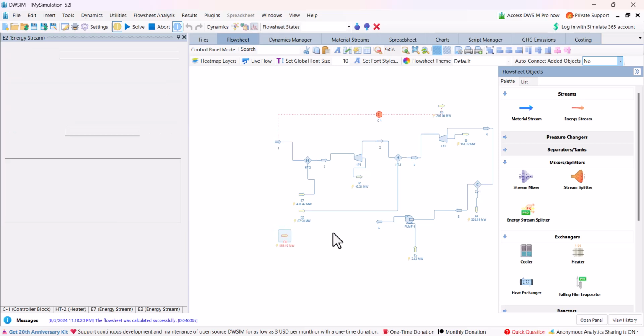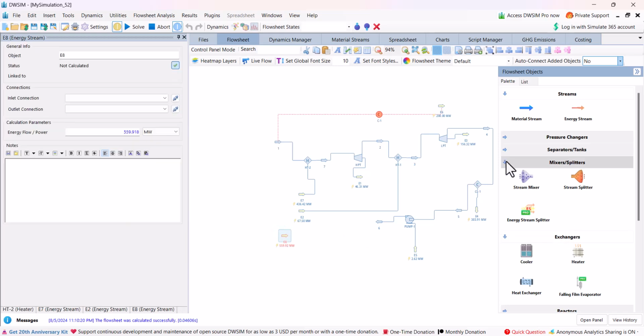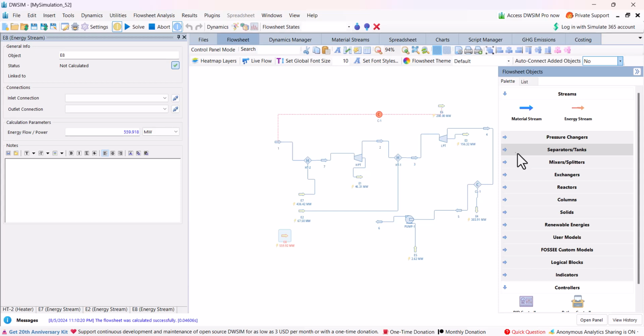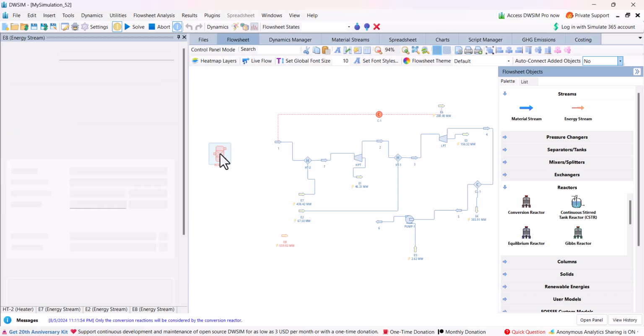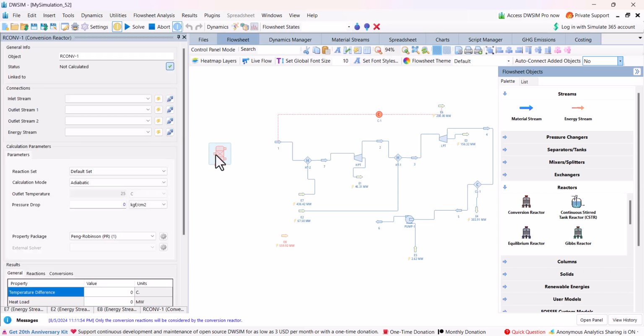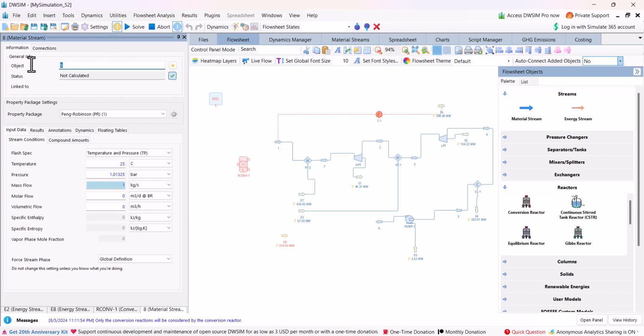So we'll start building our natural gas combustion section. We need a reactor. Let's start with a conversion reactor. It's easy to model combustion in a conversion reactor. Before that, we need fuel, and we also need air.